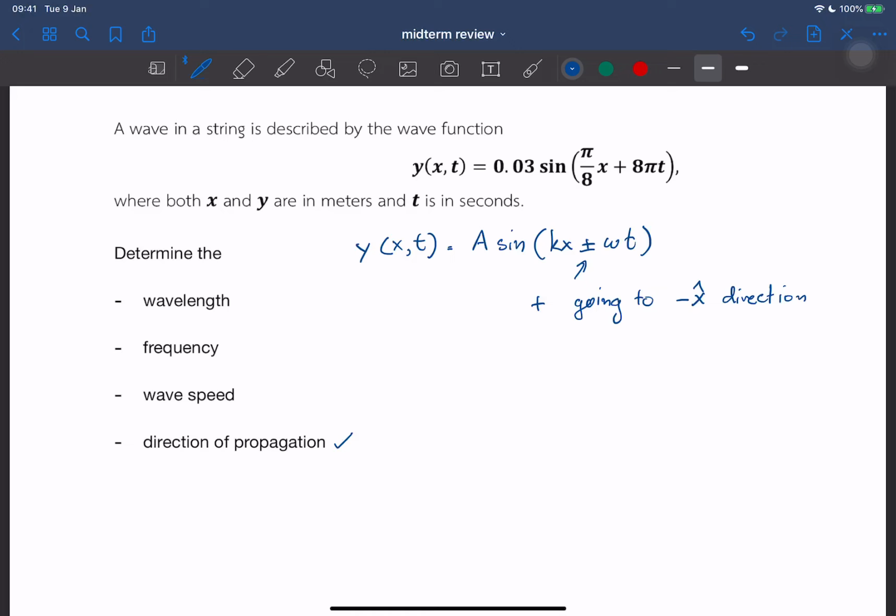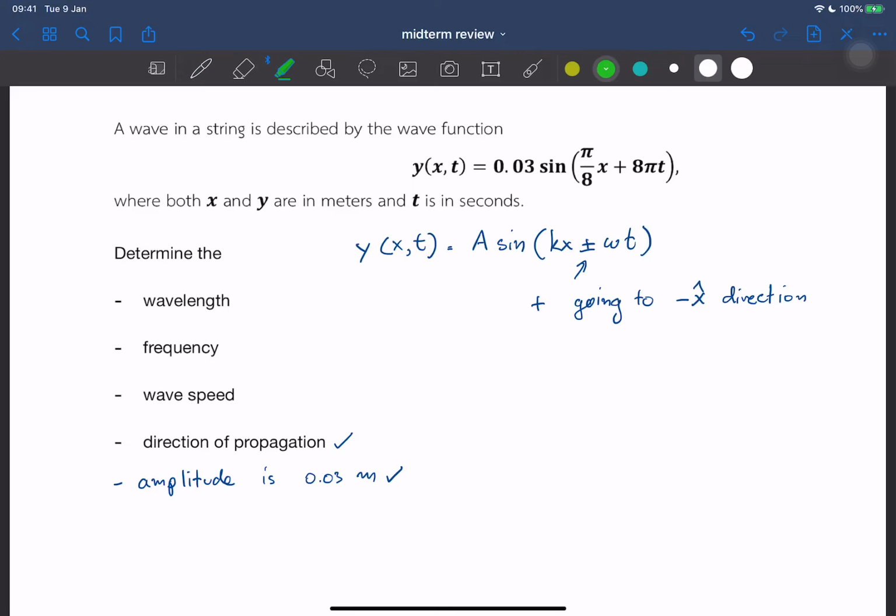Now the other thing you can answer, but it's not asked, is the amplitude, which is given by this, because that's the number multiplying in front of the sine function. So we can add here that the amplitude is 0.03 meters.